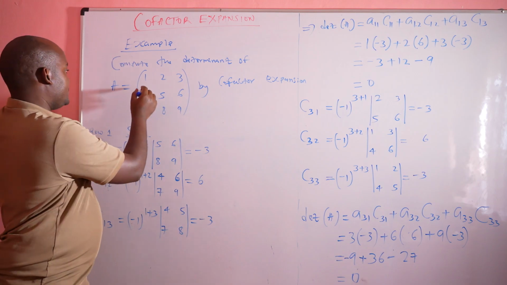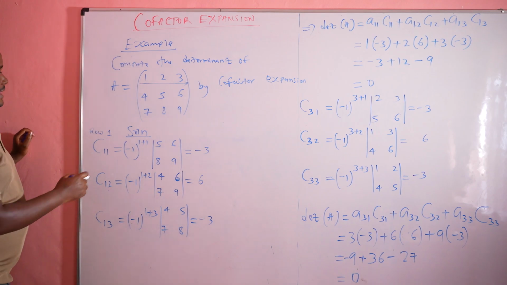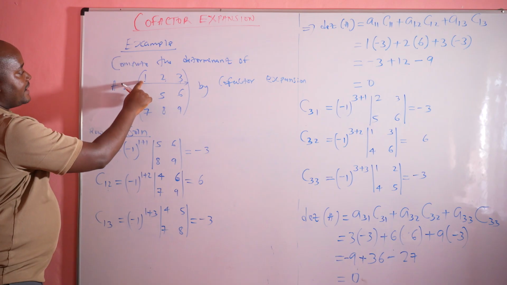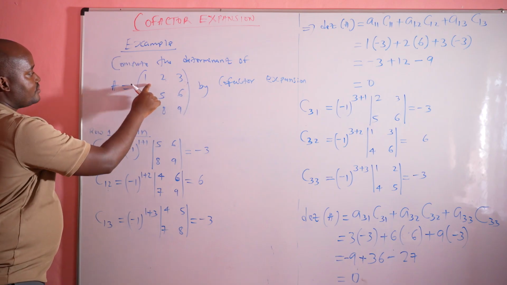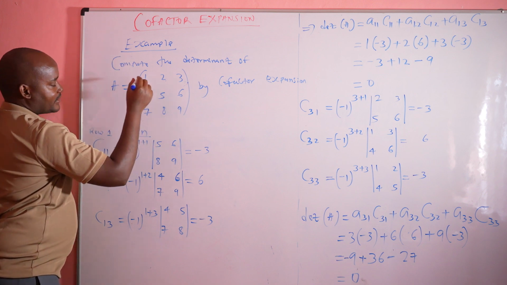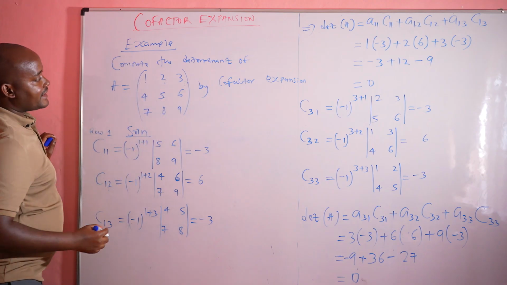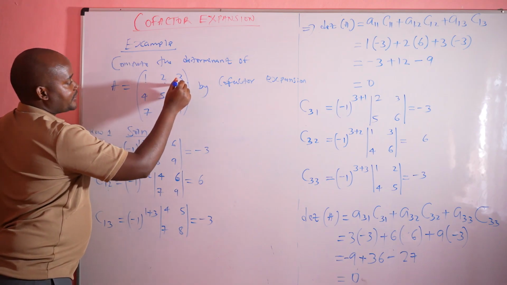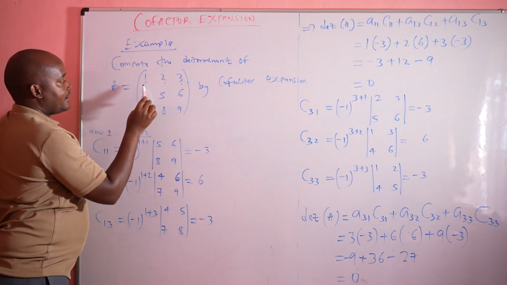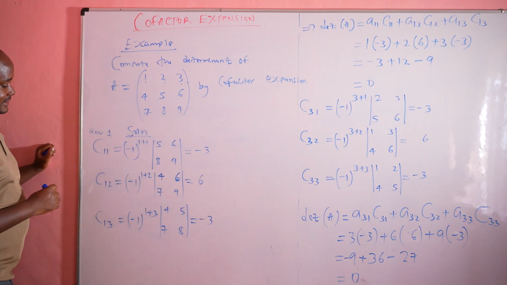So we are going to compute this particular determinant along row 1. In row 1 we have 3 entries, that is 1, 2, and 3. Each entry has a corresponding cofactor. So we just need to compute their cofactors, multiply by these entries, then sum the products.